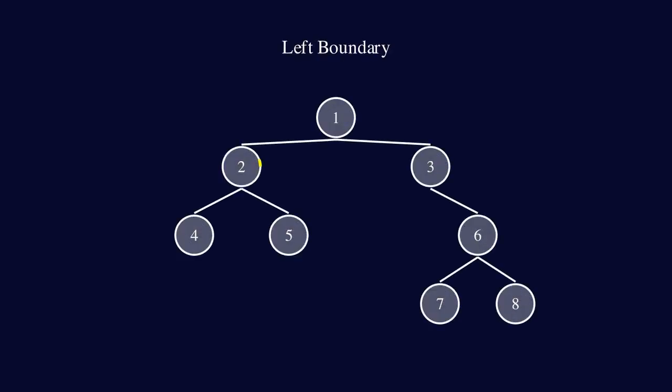For the left boundary, start from root's left child, move downward, always taking the left child if it exists. Otherwise, take the right child. Add each node you visit, but do not add leaves. This builds the left edge in top-down order.